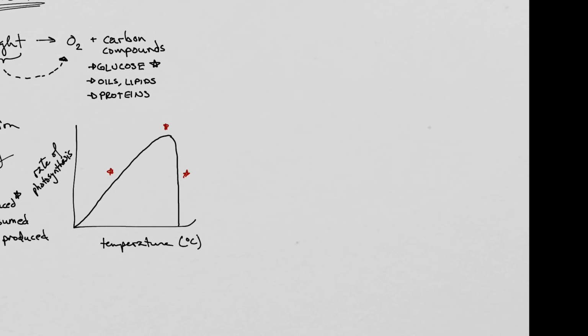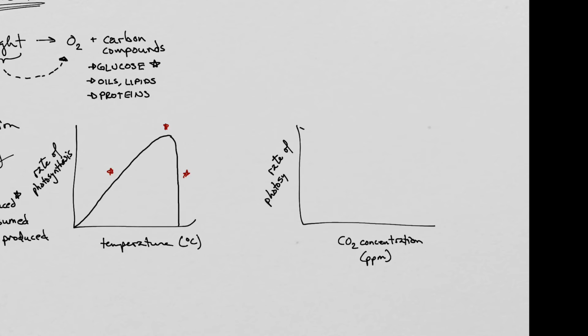Graph number 2, carbon dioxide concentration. So let's do carbon dioxide concentration on the x-axis. There's all kinds of ways we could measure carbon dioxide concentration. Maybe we measure it in parts per million, which is a really common way to measure the amount of gases in an atmosphere. Once again, on the y-axis, we have rate of photosynthesis.